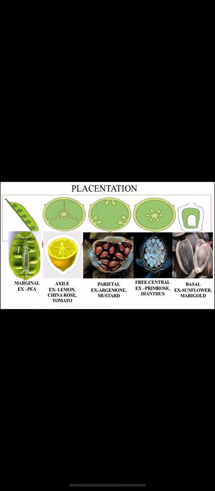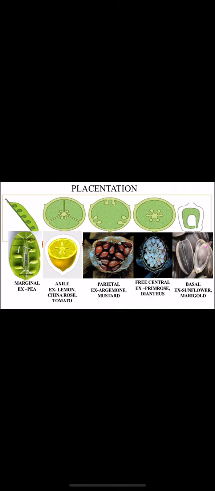Axial, in the axial position, that is at the center, and it has septa. Examples: lemon, China rose, tomato. Next is parietal. At the periphery region, ovules are present. Examples: Argemone, mustard. Free central: here there is no septa, hence it is called free central.